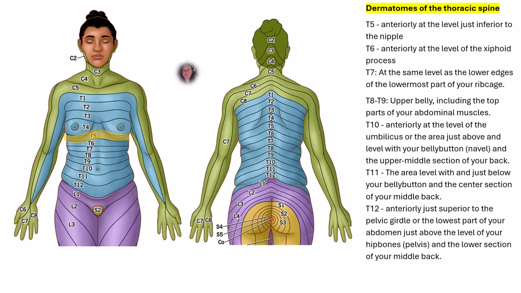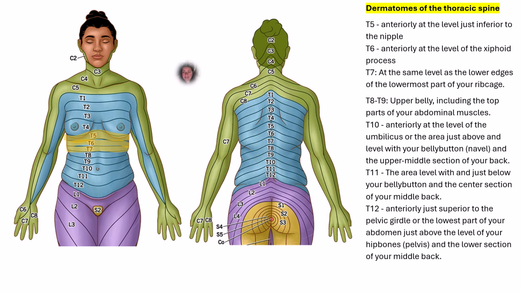T6 on the anterior side, again, we're just dipping down a little bit like a slice of bread. This time we're dropping down to the level of the xiphoid process. Remember, that's the bottom section of your sternum. T7 is at the same level as the lower edges of the lowermost part of your rib cage. So now we're dipping down over that diaphragm, over the edges of those floating ribs.